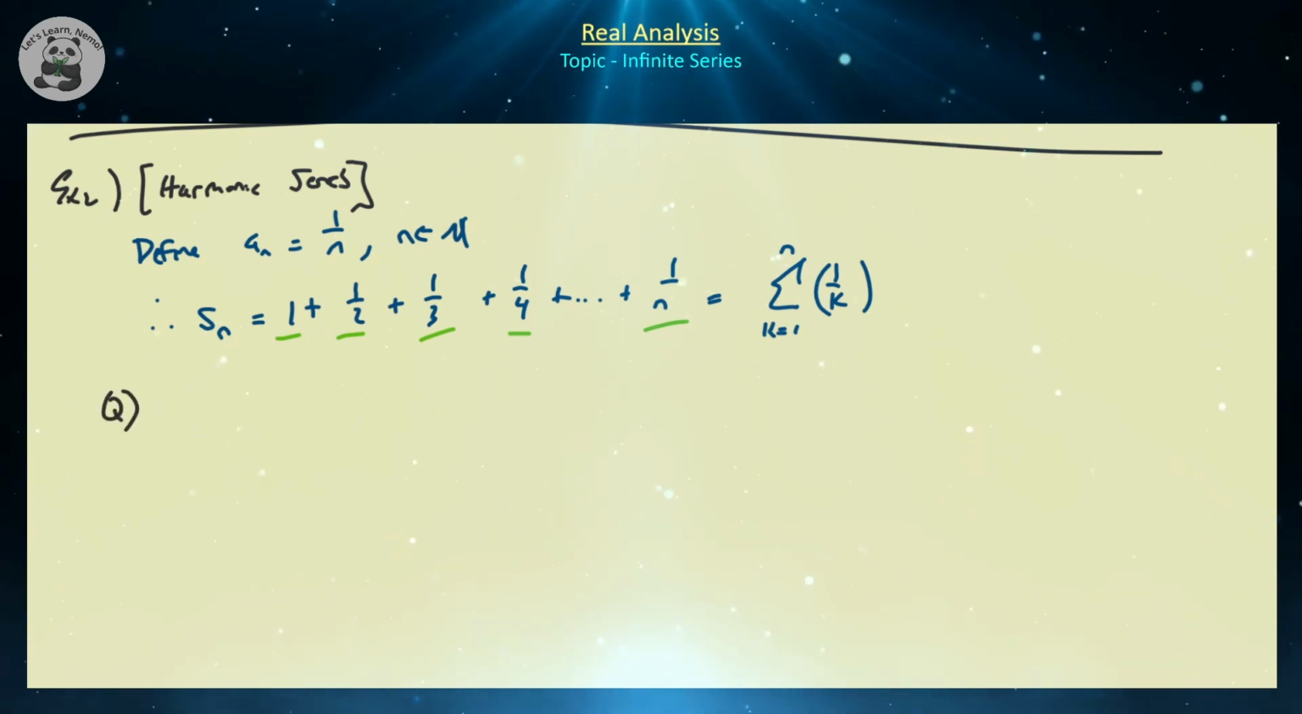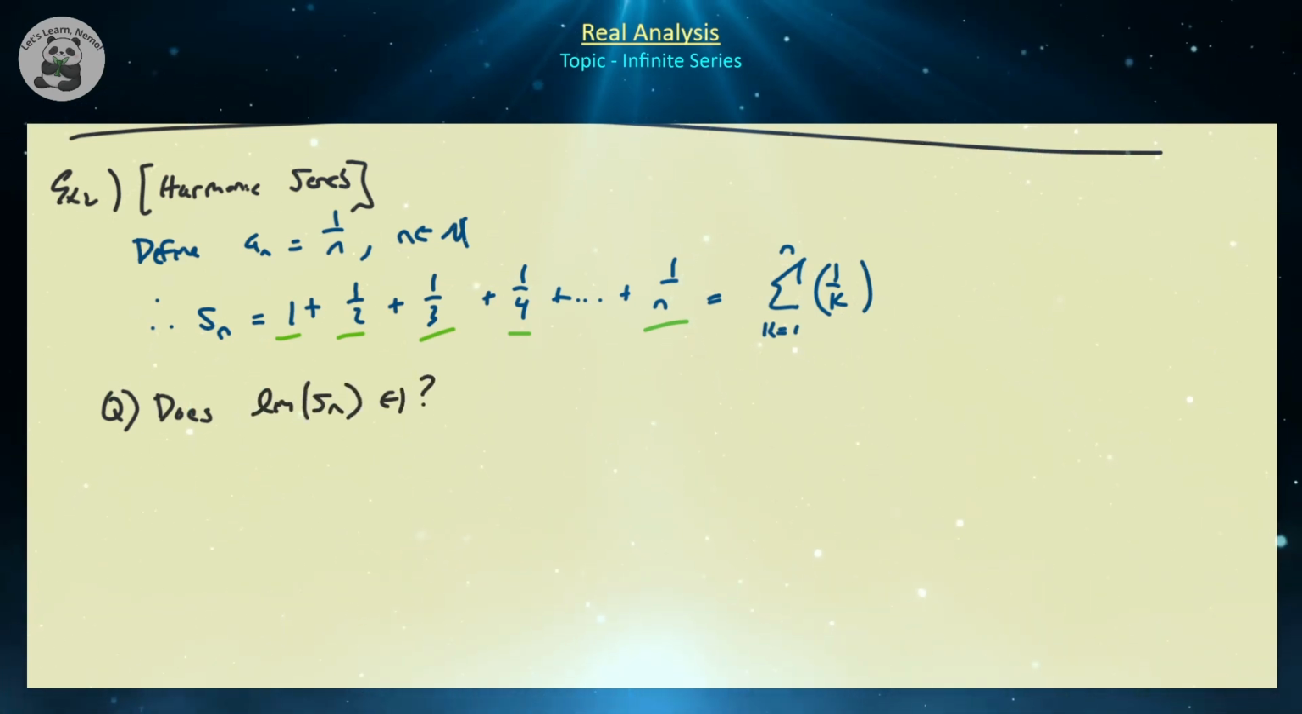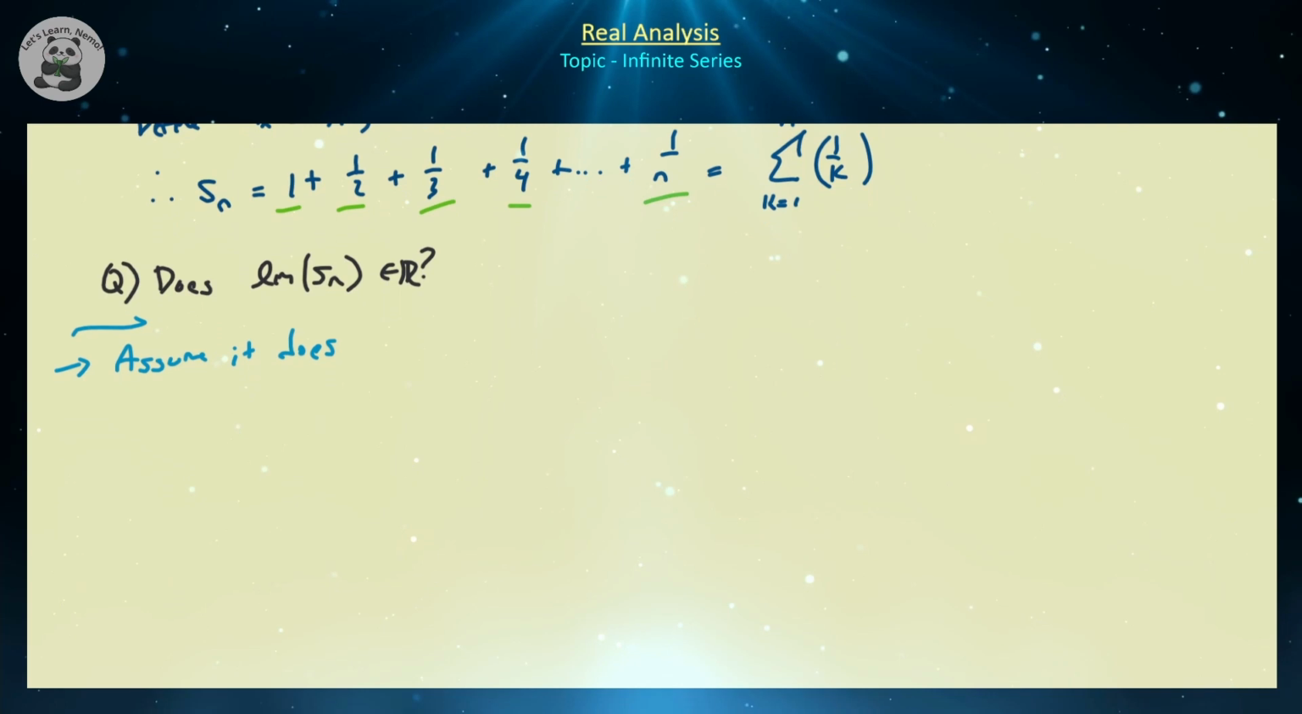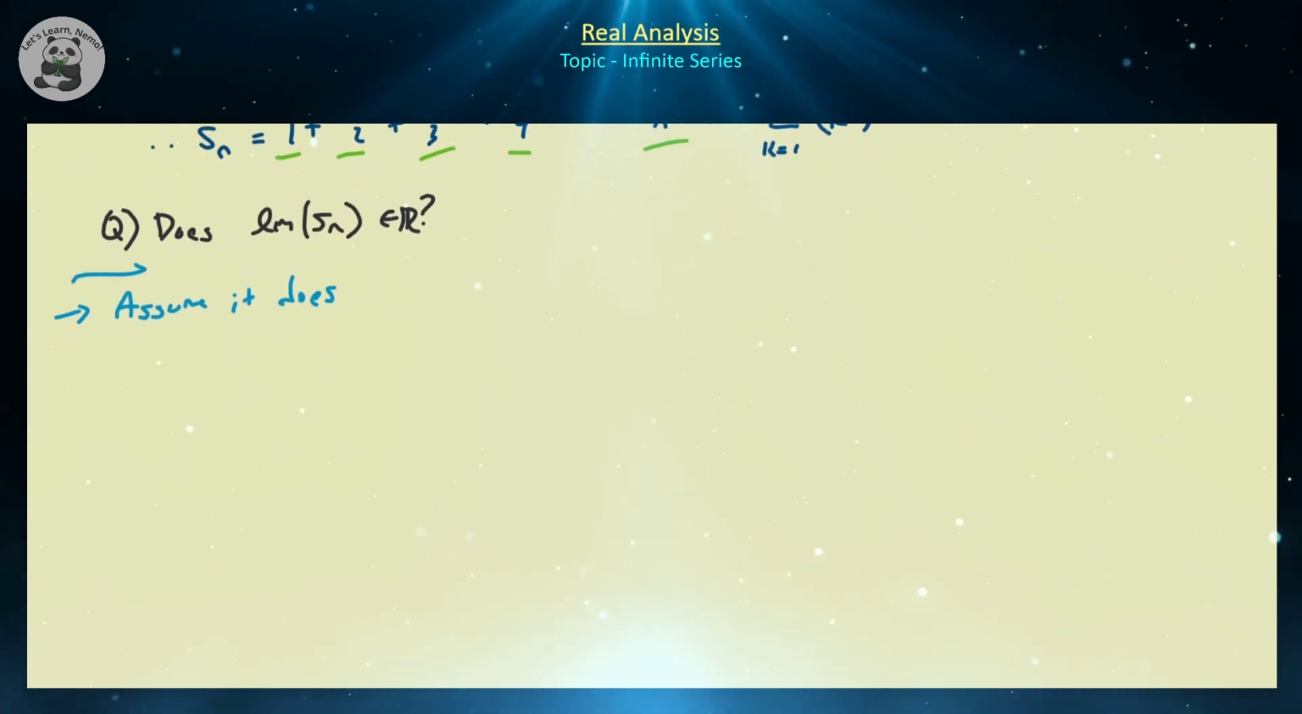So our question that we seek to answer is, does the limit of this partial sum belong to R? And if it does, that means that is the value of the associated infinite series, right? So let's assume it does. Obviously if I'm going with let's assume it does converge, that's probably implying that I'm going to go for maybe a contradiction, implying that it actually does not converge.